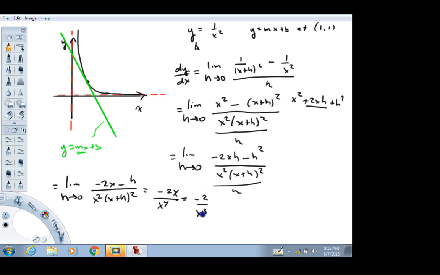So we've now calculated a function that will tell us the slope of this guy at any point, and that's what the derivative is. So that's what dy dx is. I'm going to go ahead and store that up here. Dy dx is minus 2 over x to the 3rd. I'm going to take a moment and get rid of all the stuff I don't need.